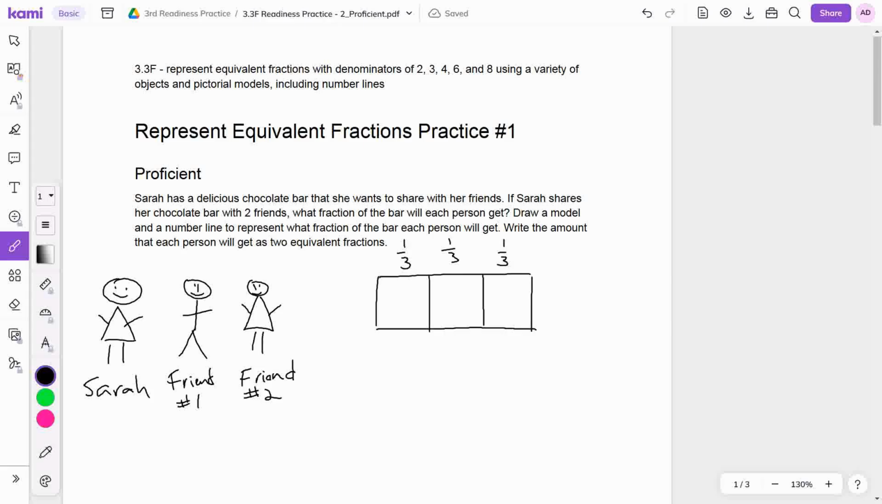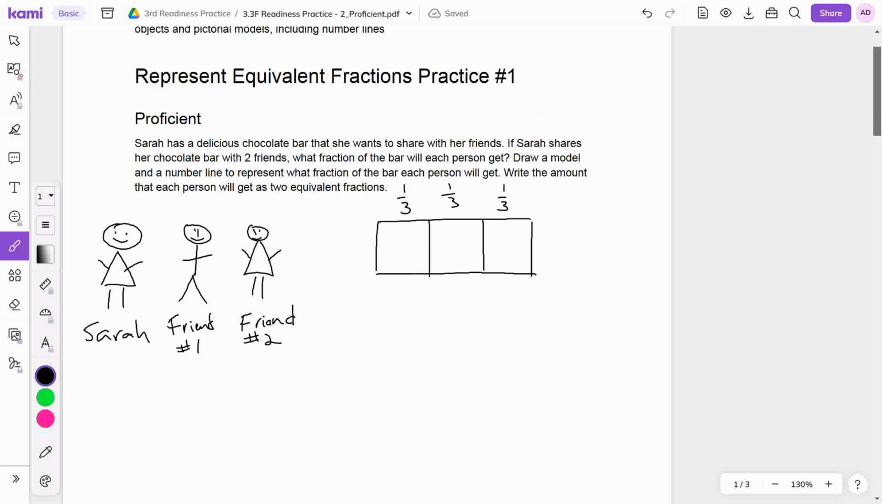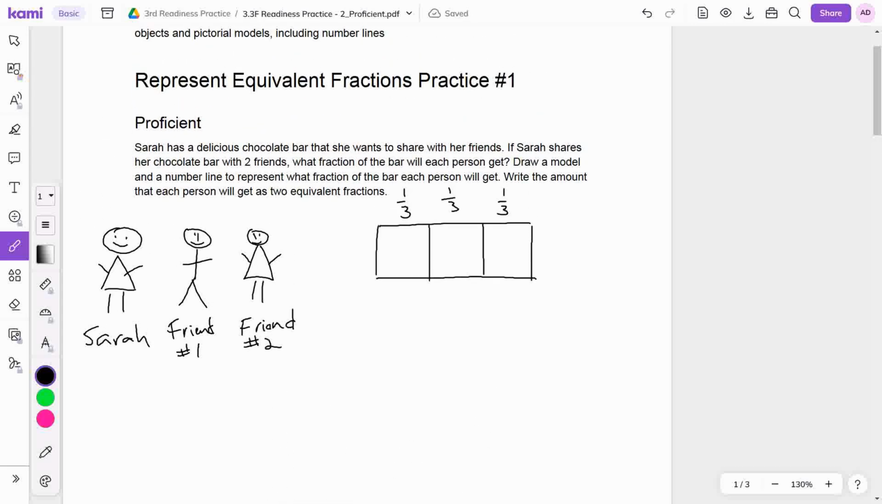That is our model. And your model might be different, so I'm going to put this down at the bottom. Models may vary. I chose to do a rectangle because that's close to an actual chocolate bar. You might choose to do a different model, but as long as we're showing one whole broken up into 3 parts, we're good. We can also use this as our guide for a number line. That's the nice thing about using this rectangular model: we can use it to show where our lines go. So we can say that's 0, that's 1/3, it's 2/3, and we can say that's 1 whole or 3/3. So either one works.